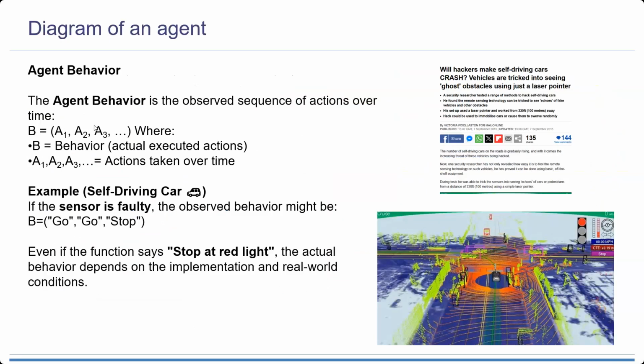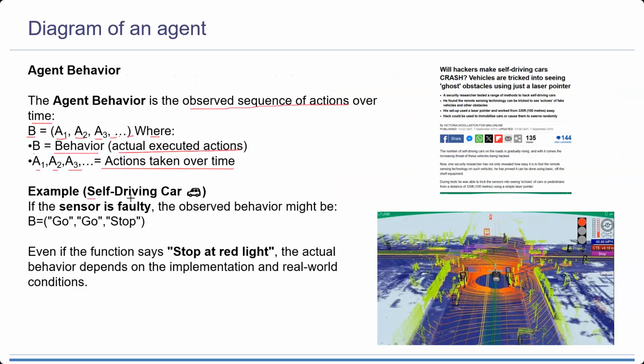Now let's see the agent behavior. The agent behavior is the observed sequence of actions over time, what we call the percept sequence in the previous one. The behavior means what is the behavior when you see the red light. So there will be a sequence of actions: action 1, action 2, action 3, and so on. Where B is the behavior, the actual executed action, and A1, A2, A3 are the actions taken over time.